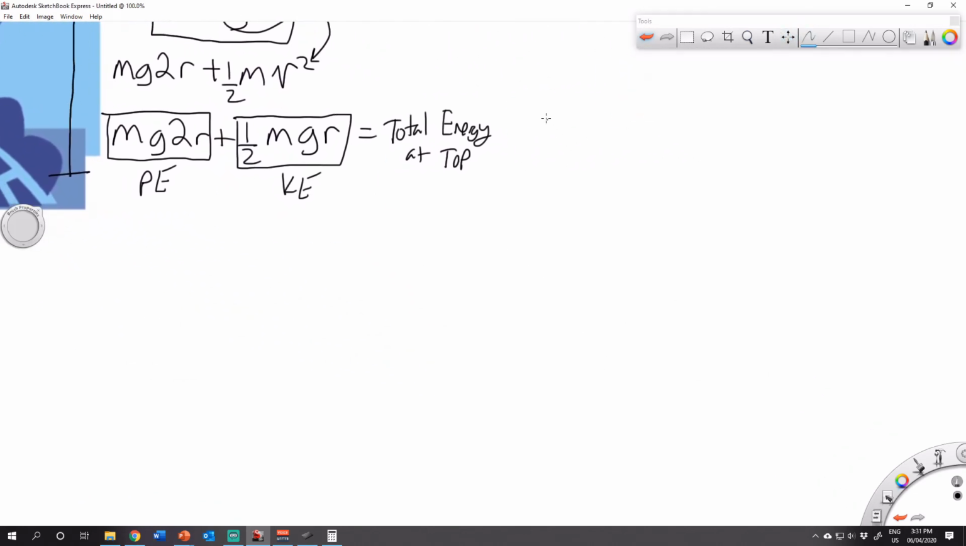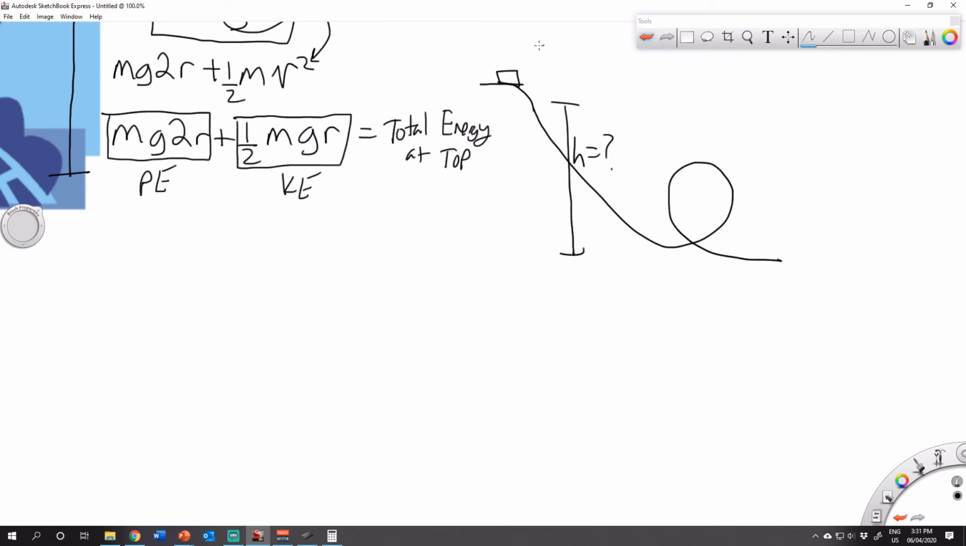So if I were to draw this, there's my loop. What is this height? Well, if I'm doing this like any other drop problem, then I can say the following. At the top of the drop, my kinetic energy will be 0, and my potential energy will be mass times gravity times height.